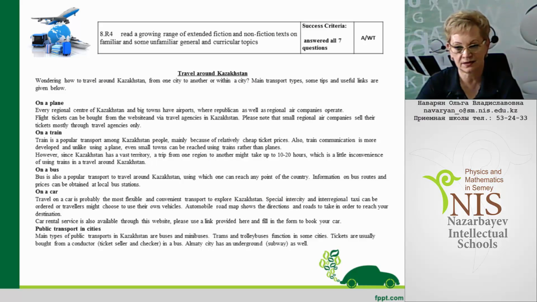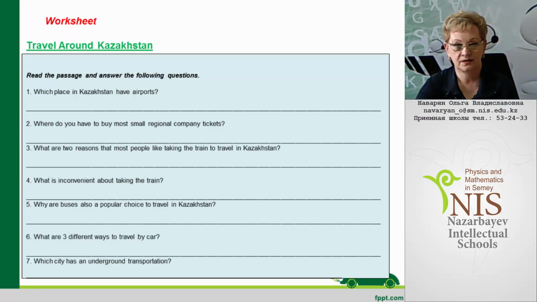For reading activity in the 8th grade, you can choose such reading objective as read a growing range of extended fiction and non-fiction texts on familiar and some unfamiliar general and curriculum topics. And for success criteria, you should answer all 7 questions. Here is an example about traveling around Kazakhstan. And this is the worksheet for this task.